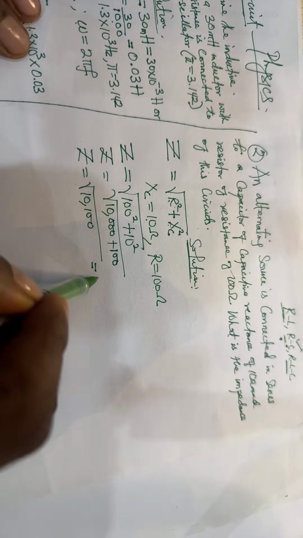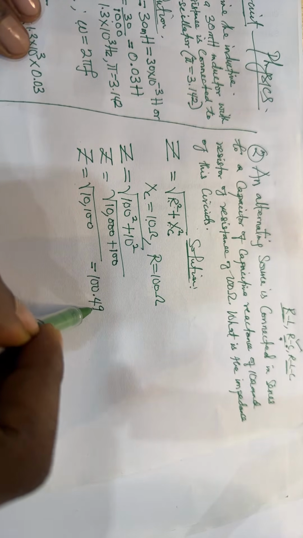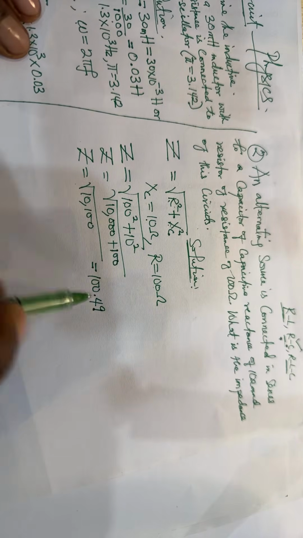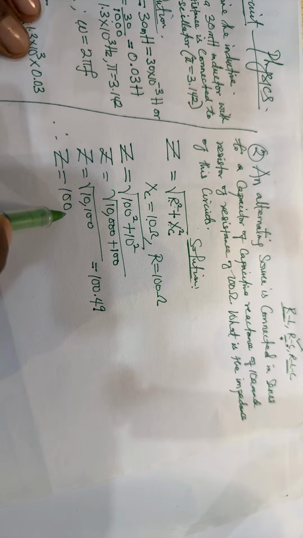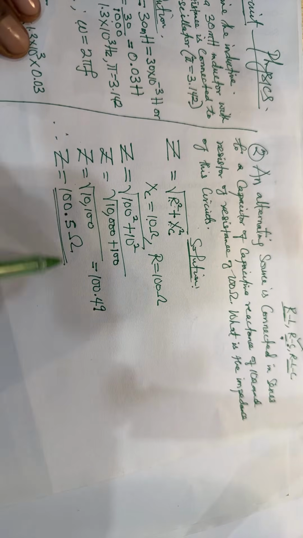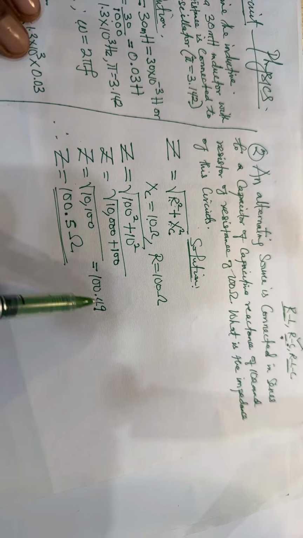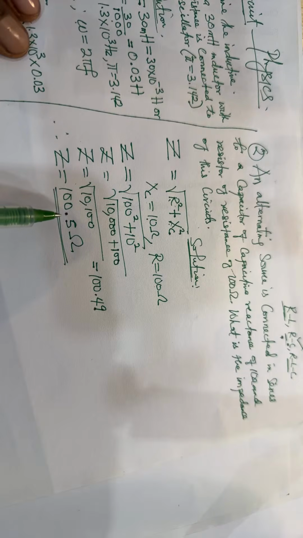Somebody said 100.49. I will consider this answer. That means, therefore, Z now will be equal to, it's safe for us to say, 100 ohms. Remember, this is also measured in ohms. So if your answer was this or this one, you're absolutely correct. Even if you just get 101 ohms, it's still fair.